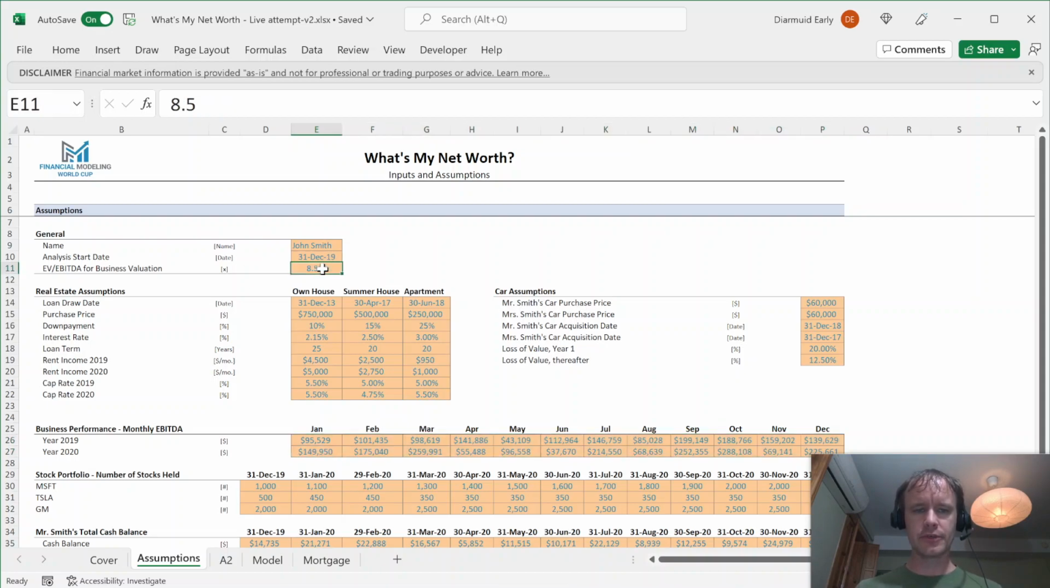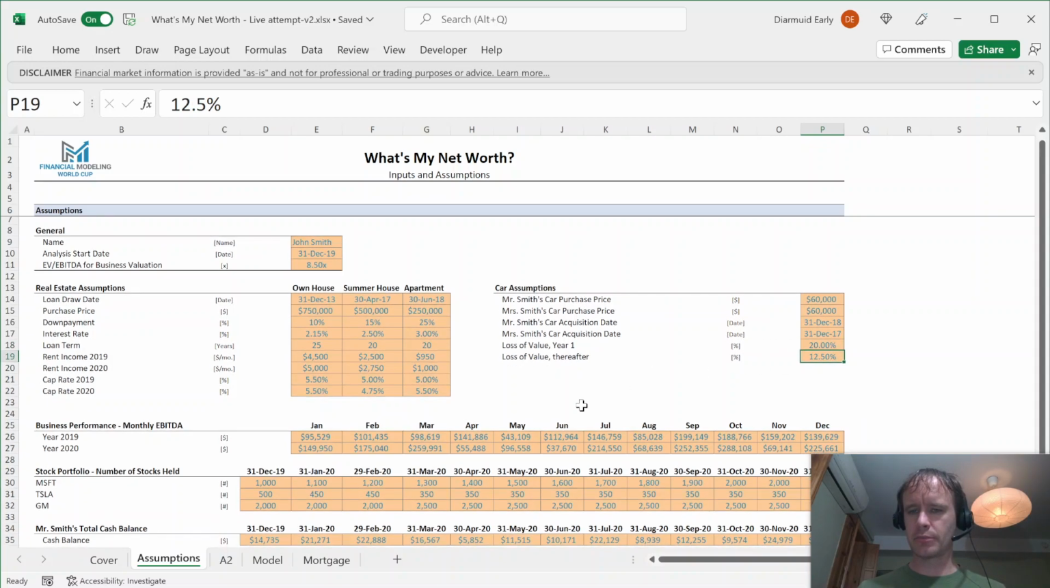And a valuation multiple, so we can value his business. He owns various real estate, his own house, a summer house, and an apartment. And we have details of mortgages on each of those, and also details of the market rent and capitalization rates, so we can get to a valuation. We have details of Mr. Smith's and Mrs. Smith's cars when they were bought. They each lose 20% of value in the first year, and then another 12.5% per year thereafter.